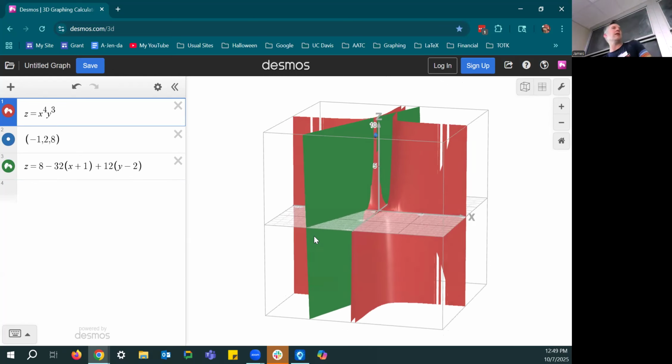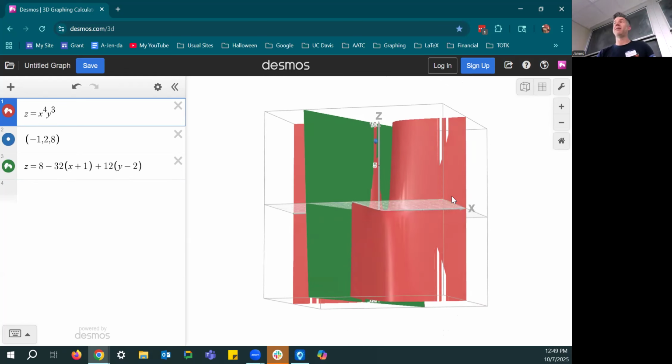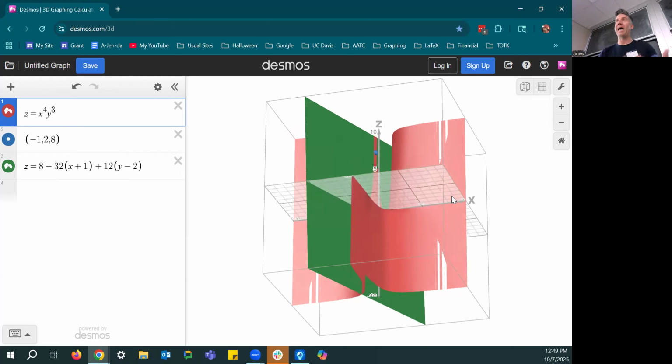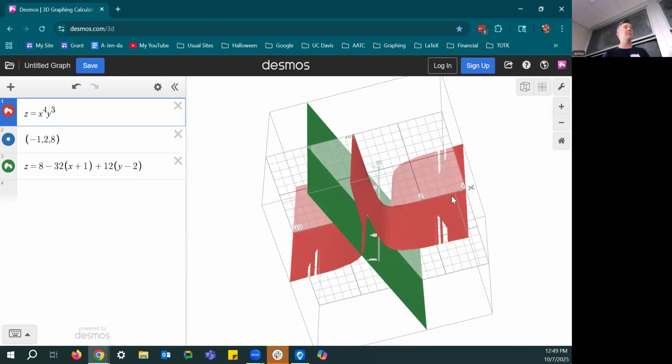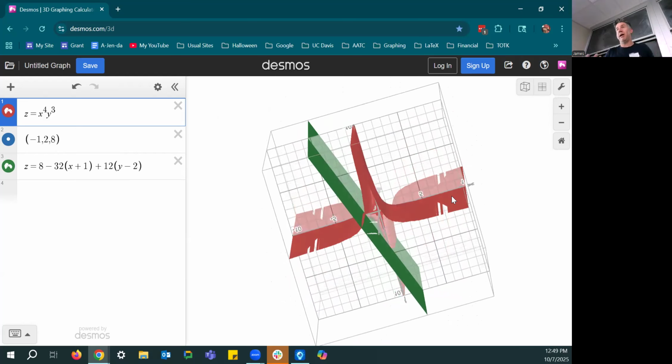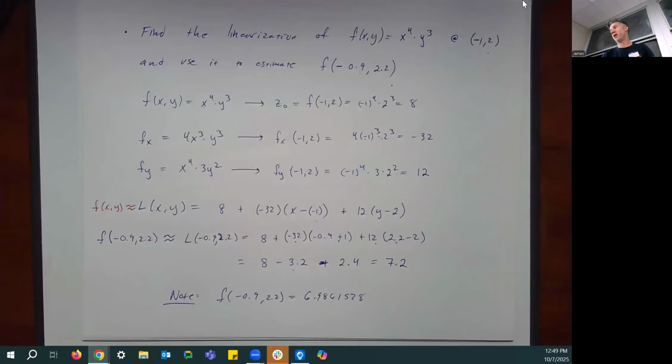So kind of neat. I know I've said it before, I'm going to say it again. I highly recommend playing around with Desmos 3D a little bit at least, just to see how some of these things look. It's not a bad idea. You've got all these tools at your disposal. You should use them.